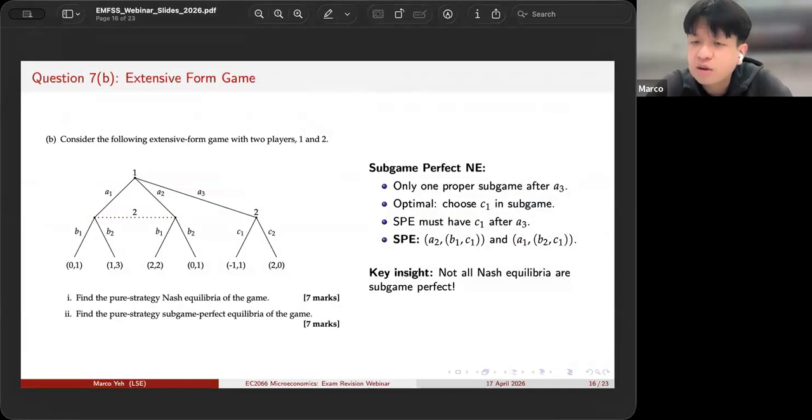For the subgame perfect equilibrium, why do we reject C2? Because look at this subgame, I'm player 2. If I choose C2, I get 0, like nothing. If I choose C1, I get 1, something. I want something greater than 0, so I should choose C1. I need subgame perfection.